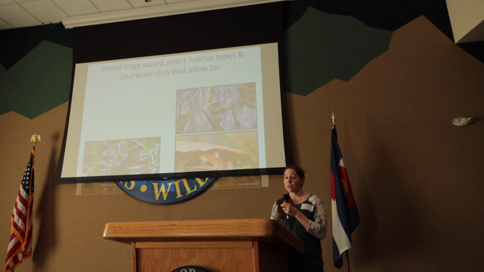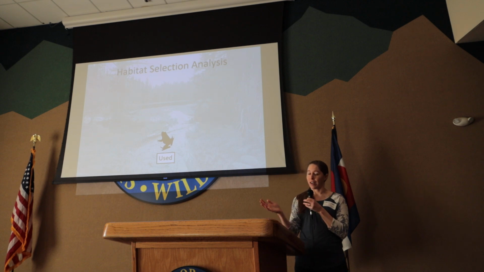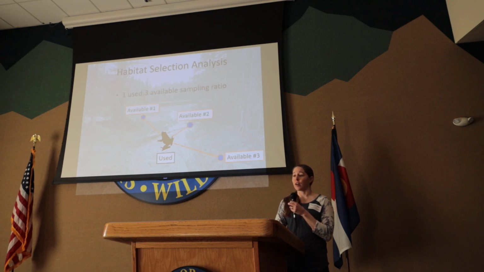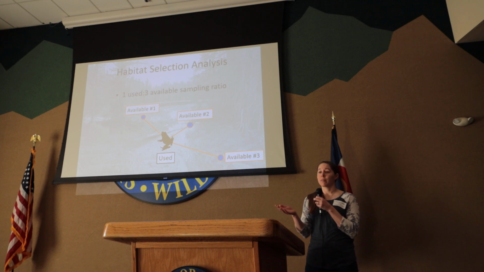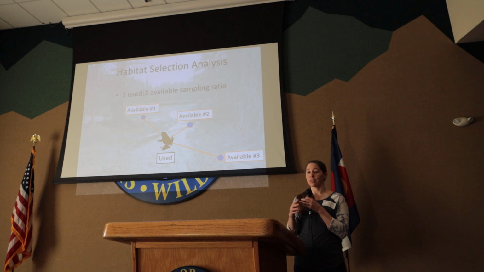So we expected wood frogs to select habitat types and characteristics that would allow them to thermoregulate properly, avoid predation, and maintain moist skin. To analyze habitat selection, we first found where the frog was and we collected a suite of habitat metrics. We collected the same information at 3 locations that we considered available to that frog, but where it was not there at that time. By measuring the same habitat metrics and comparing available to use, this gives us an idea of what these frogs are honing in on.